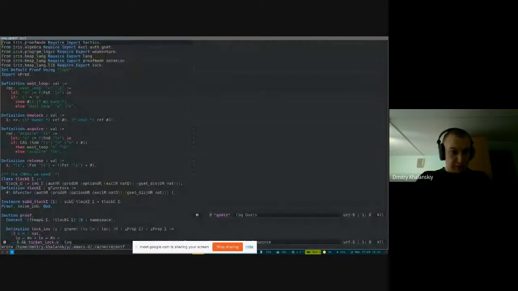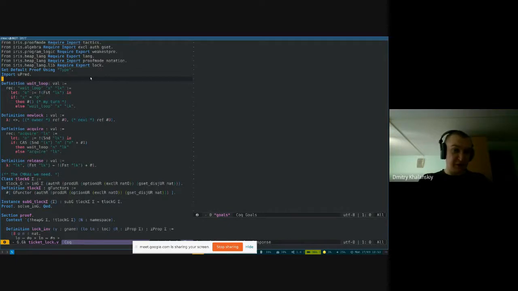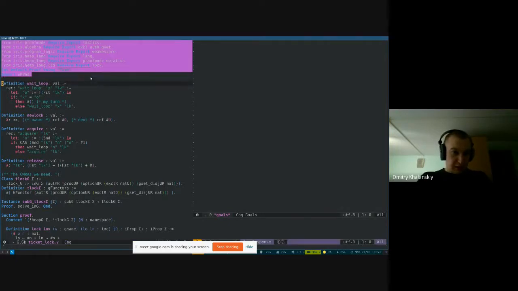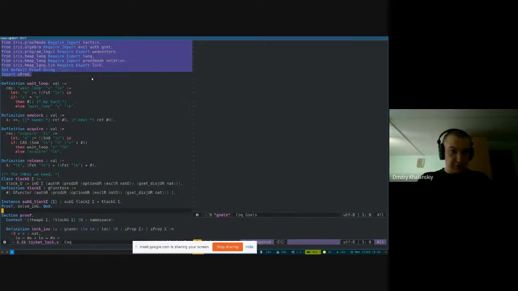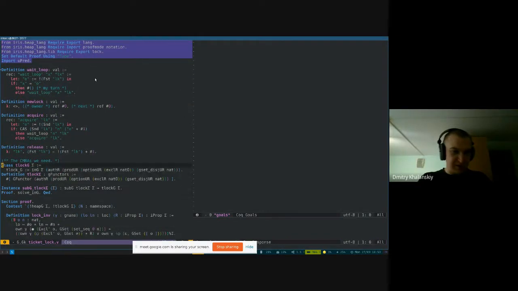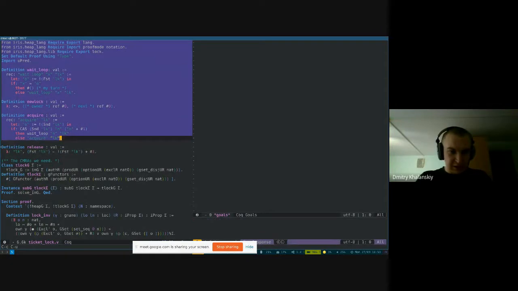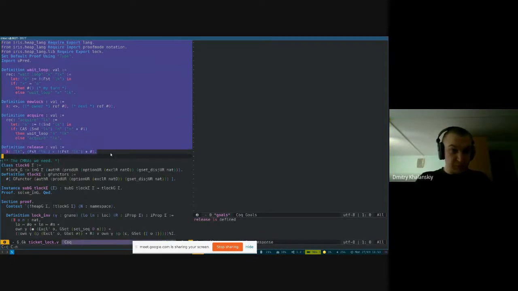And finally, I wanted to show you what the proof mode of Iris in Coq looks like. I assume that everyone in attendance has seen Coq and probably has an idea about what's happening on the screen. So here are the program definitions written in HeapLang.